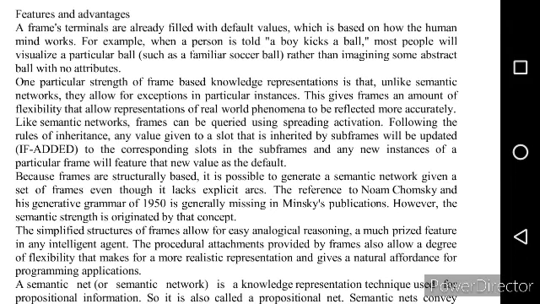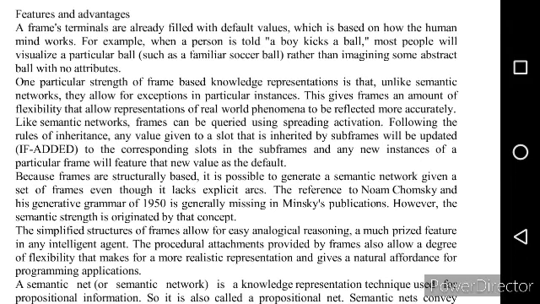For example, when a person is told a boy kicks a ball, most people will visualize a particular ball. One particular strength of frame based knowledge representation is that, unlike semantic networks, they allow for expectation in particular instances, and this gives frames a amount of flexibility that allows representation of real world phenomena to be reflected more accurately.